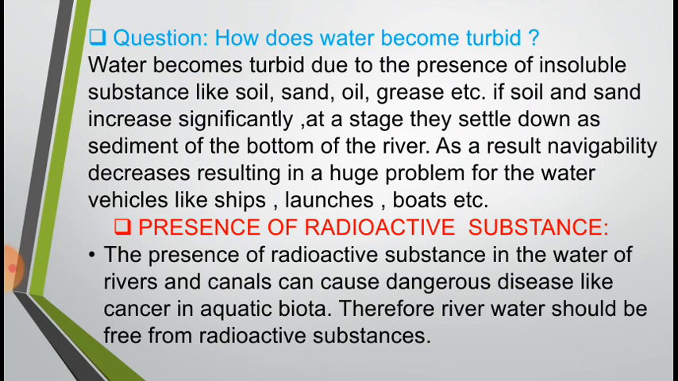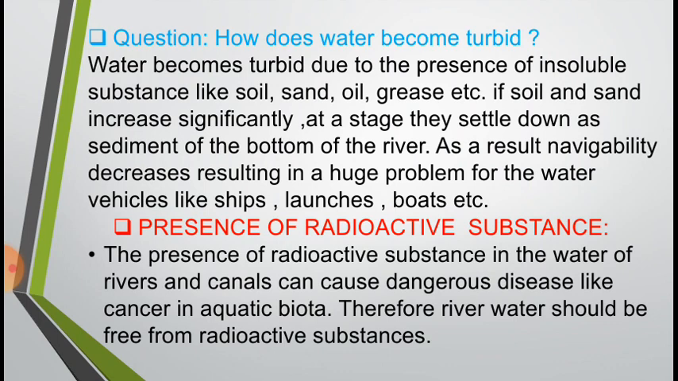Question: how does water become turbid? Water becomes turbid due to the presence of insoluble substances like soil, sand, oil, grease, etc. If soil and sand increase significantly, at a stage they settle down as sediment at the bottom of the river. As a result, navigability decreases, resulting in a huge problem for water vehicles like ships, launches, boats, etc.